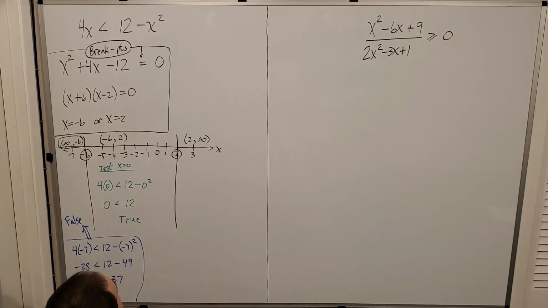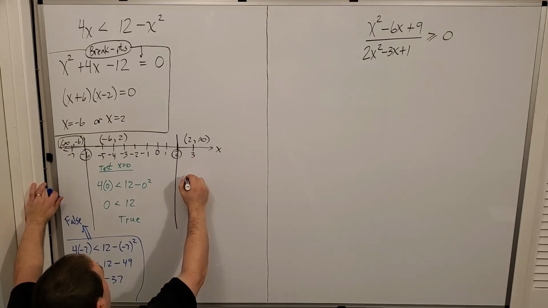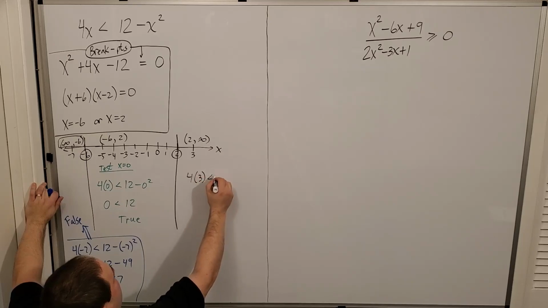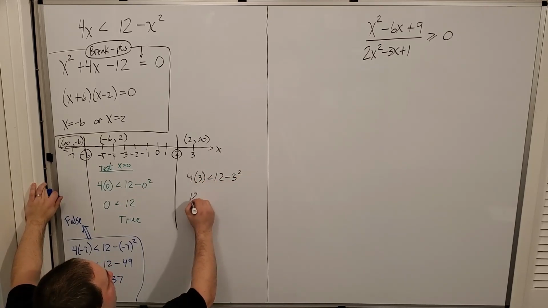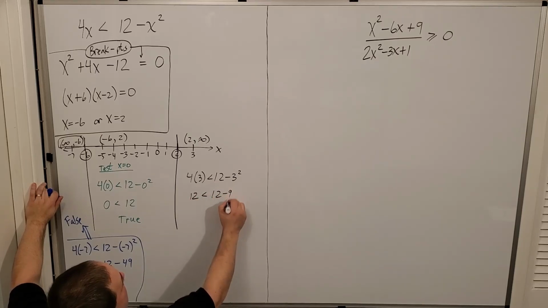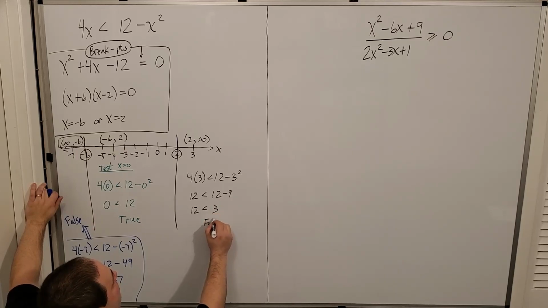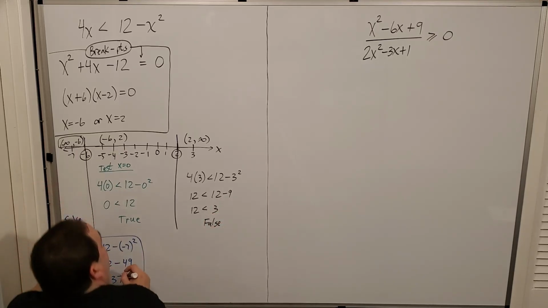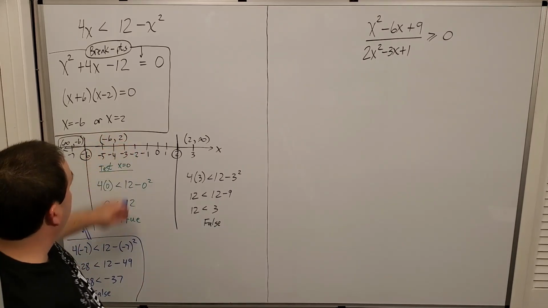Okay, and then for the last bit here, I'll test 3. So 4 times 3 less than 12 minus 3 squared. That's 12 is less than 12 minus 9. 12 is less than 3, which is false also. Okay, so let's sum it all up. The only true that I got was from this interval.